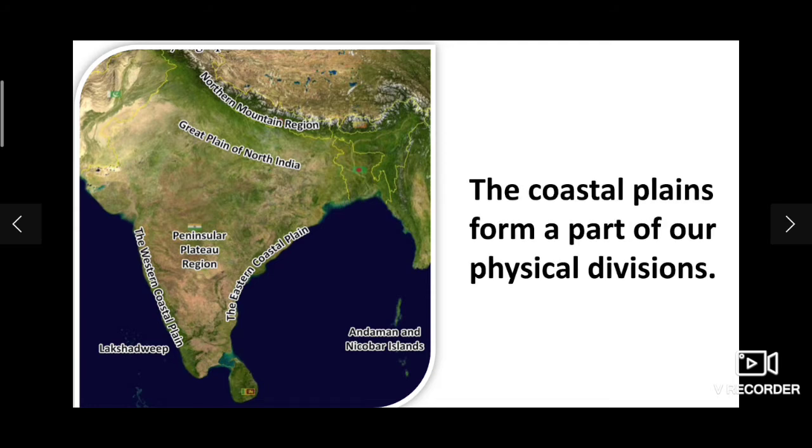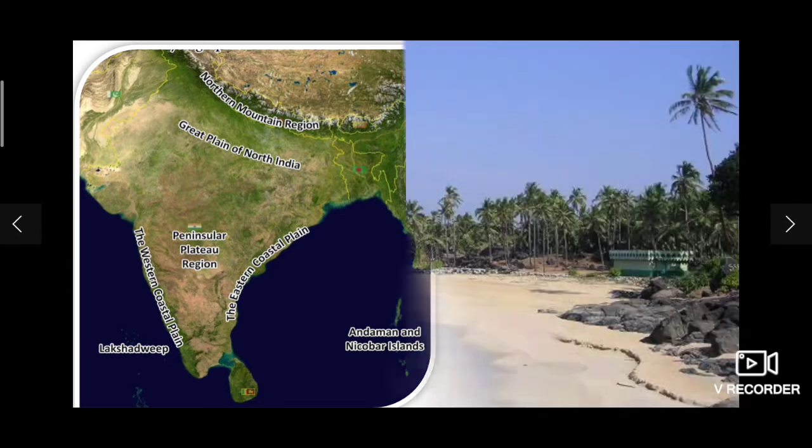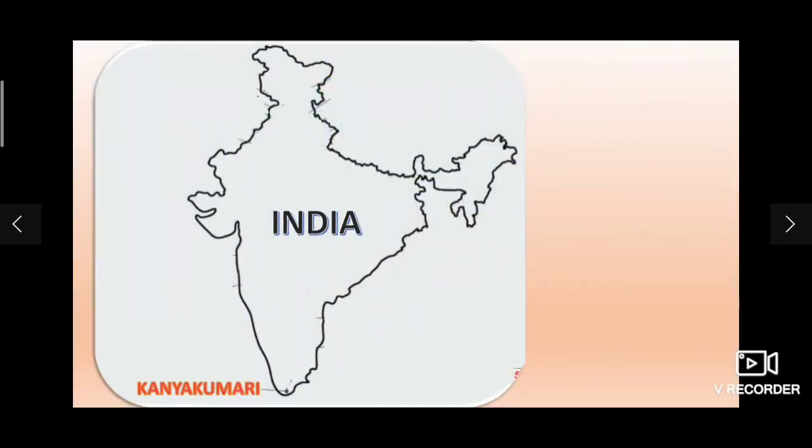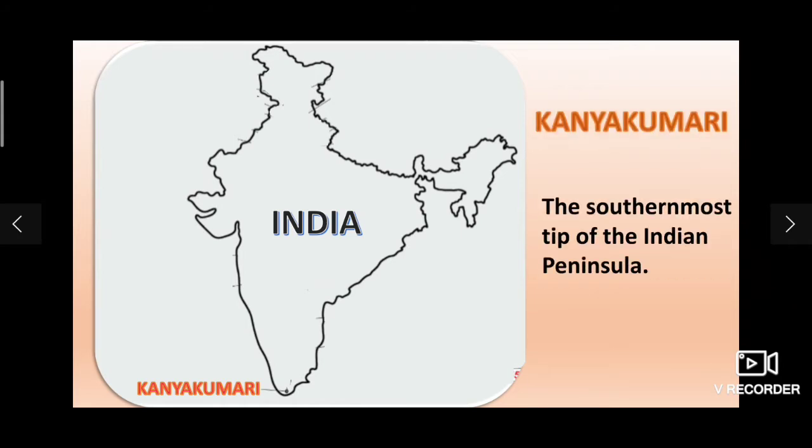The coastal plains form a part of our physical divisions. They are flat areas of land located near the sea or ocean. The two plains meet at Kanyakumari in the south. It is the southernmost tip of the Indian peninsula.